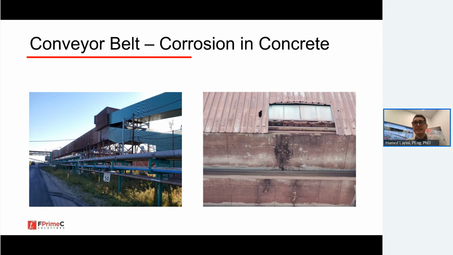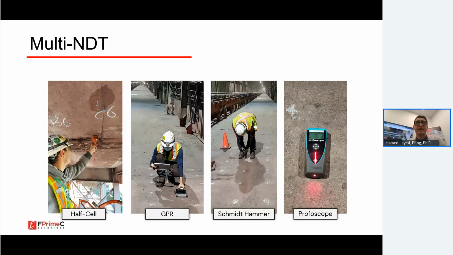With what we did, basically, the conveyor belt exhibited signs of corrosion here and there. We wanted to see if this corrosion can potentially become a source of structural concern. Very similar to all other cases, we came up with a very interesting multi-NDT program. This involved half cell corrosion potential mapping, ground penetrating radar, Schmidt hammer, and UPV for uniformity of concrete. We also performed a Profoscope for cover thickness measurement.